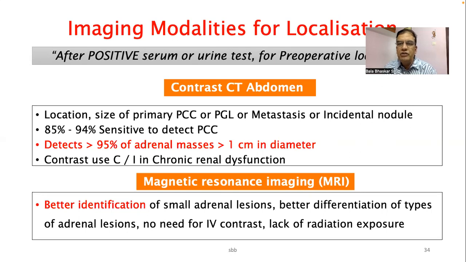Magnetic resonance imaging will be ideal when we don't want a patient, like children, to be exposed to radiation, and where you cannot give contrast to the patient and it is safe not to give. And sizes less than 1 centimeter, we can identify better with MRI.